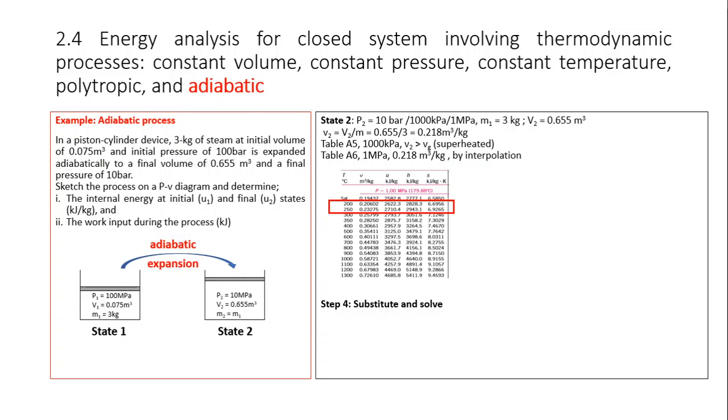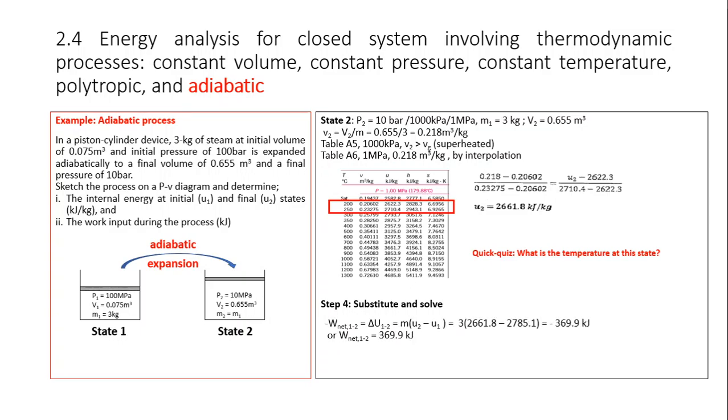And similar to state 1, we use the interpolation technique to determine the specific internal energy at state 2, and also try to calculate the temperature at this state. For step 4, we just have to substitute the required values into the equation to calculate the amount of boundary work for this process.